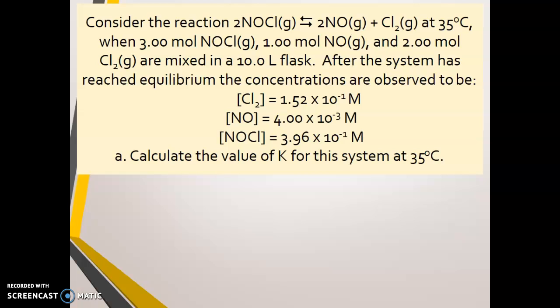You're going to calculate the value for K for the system at 35 degrees Celsius. So let's first write our equilibrium expression. K is equal to the concentration of NO with the coefficient 2, so we're going to square that. And then chlorine, we only have one of those. And then our NOCl, our reactant, and we have 2 moles of that, so that is also going to be squared.